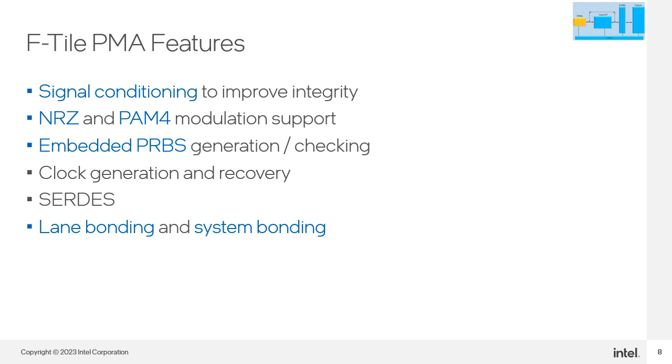and two types of bonding are supported. PMA bonding, which is used when a channel runs over 32 gigabits per second PAM4. And system bonding, which is used in multi-lane protocols, where multiple lanes represent a single interface.